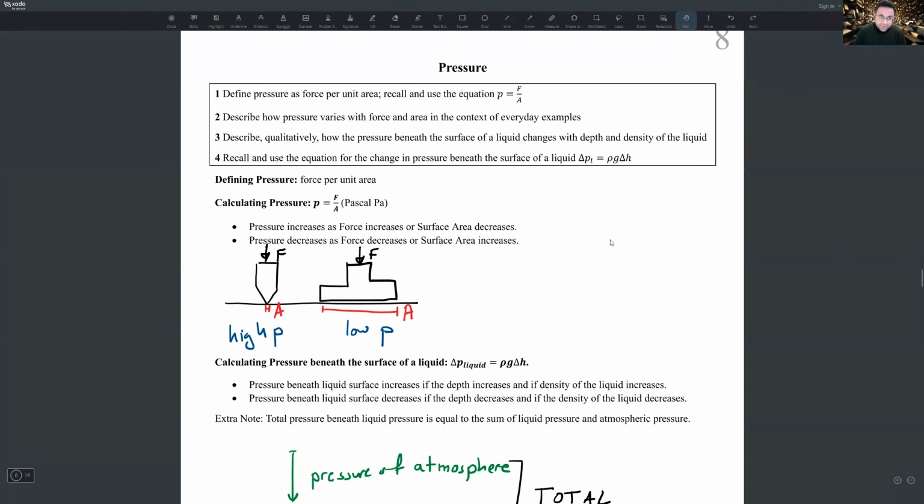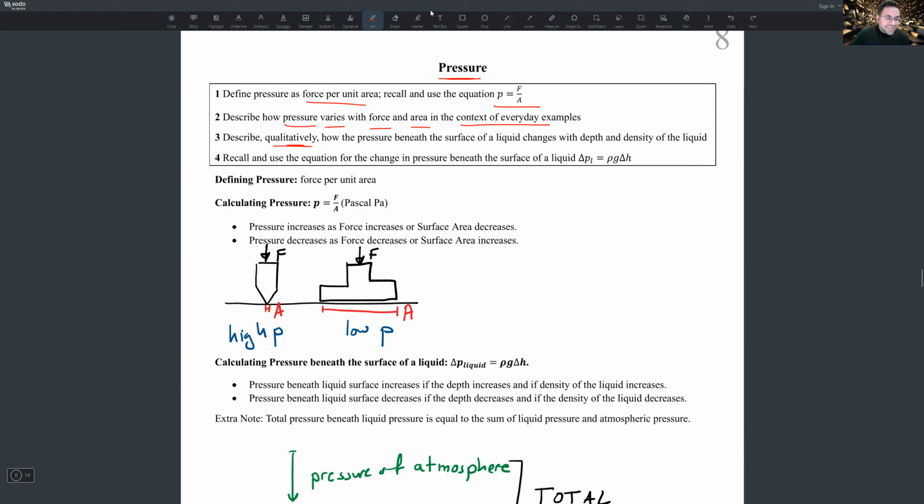A couple of things. First, let's talk about pressure. What is pressure? Let's look at the checklist. Pressure is defined as the force per unit area. You should know that, and recall and use the equation force over area. Describe how pressure varies with force and area in the context of everyday examples. So we're going to do a lot of stabbing. Exam pressure, not that kind of pressure, unfortunately. But yes, exam pressure, study pressure, IG pressure, life pressure.